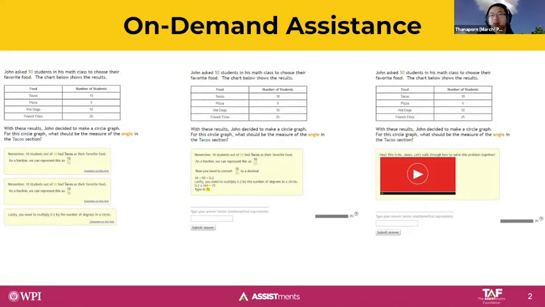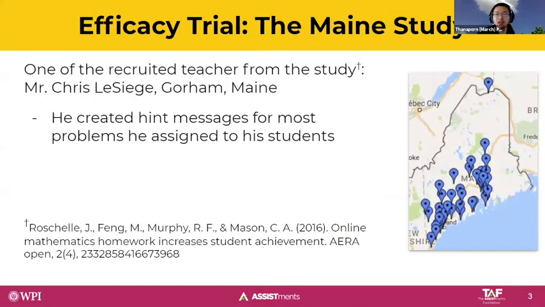Why are we even talking about this? As Neil mentioned, a few years ago during the efficacy trial of ASSISTments in the state of Maine, we found one teacher in particular, Mr. LeSiege, who did something very interesting: he created hint messages for most of the problems he assigned to his students.